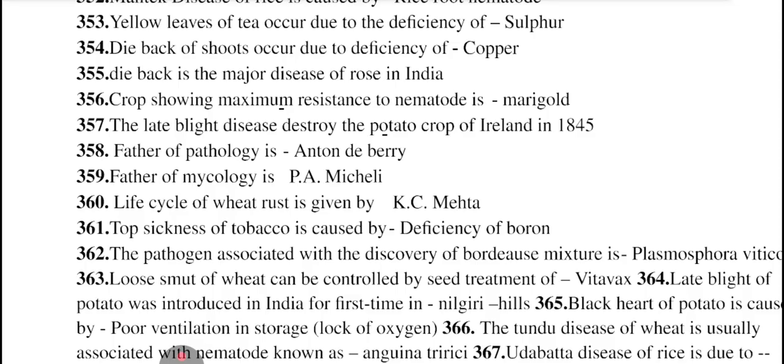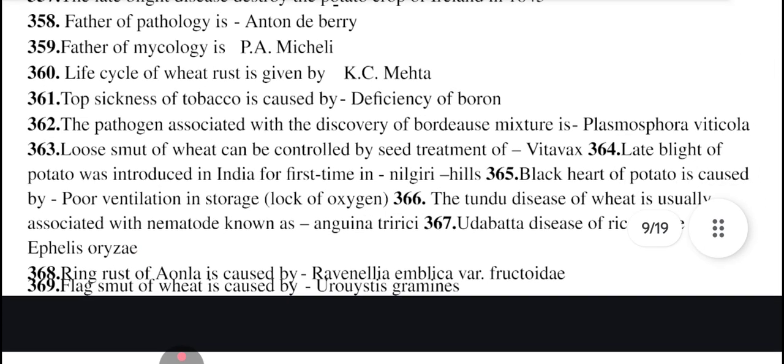Life cycle of wheat rust is given by Kathy Mehta. Sickness of tobacco is caused by deficiency of boron. Pathogen associated with the discovery of Bordeaux mixture is Plasmopara viticola. Loose smut of wheat can be controlled by seed treatment of Vitavax. Late blight of potato was introduced in India for first time in Nilgiri Hills.